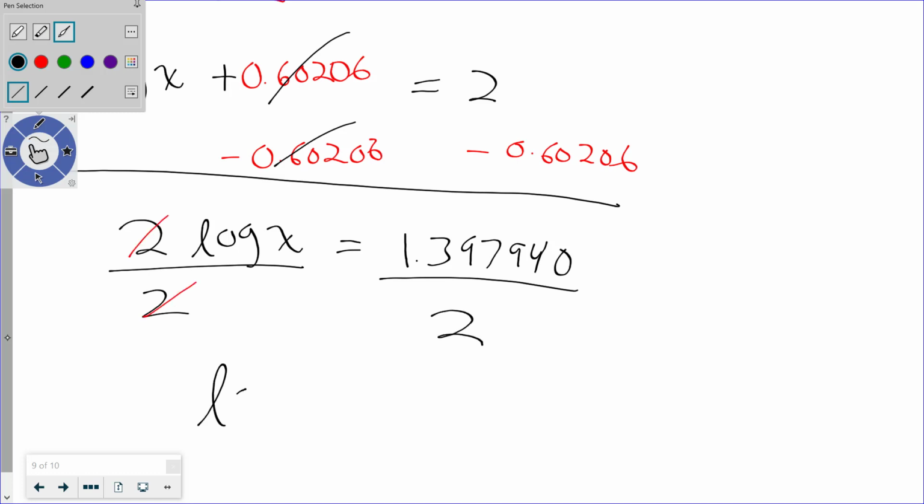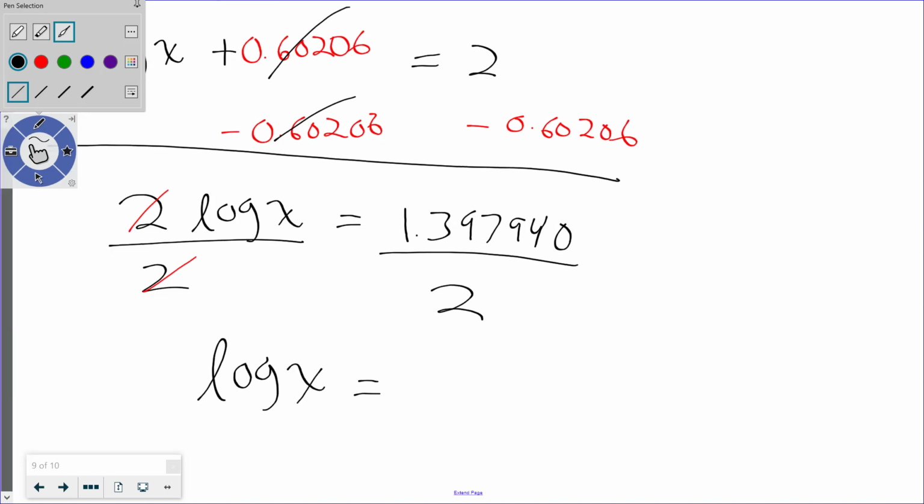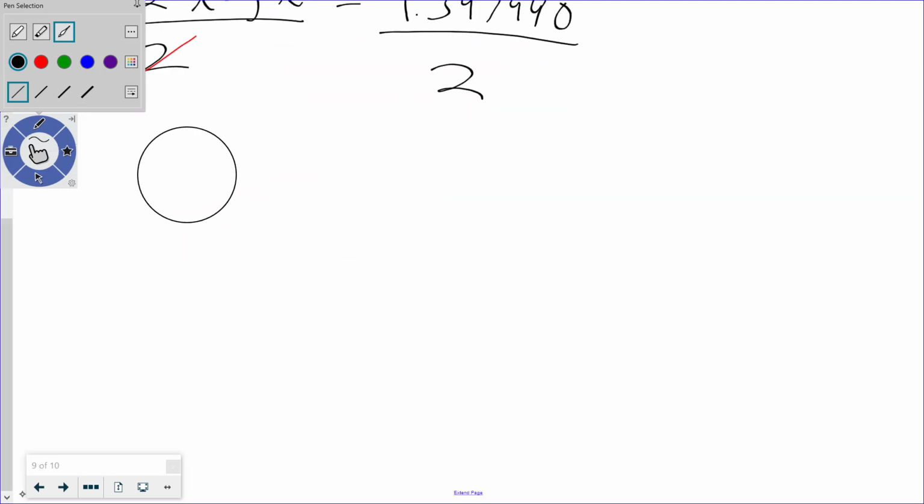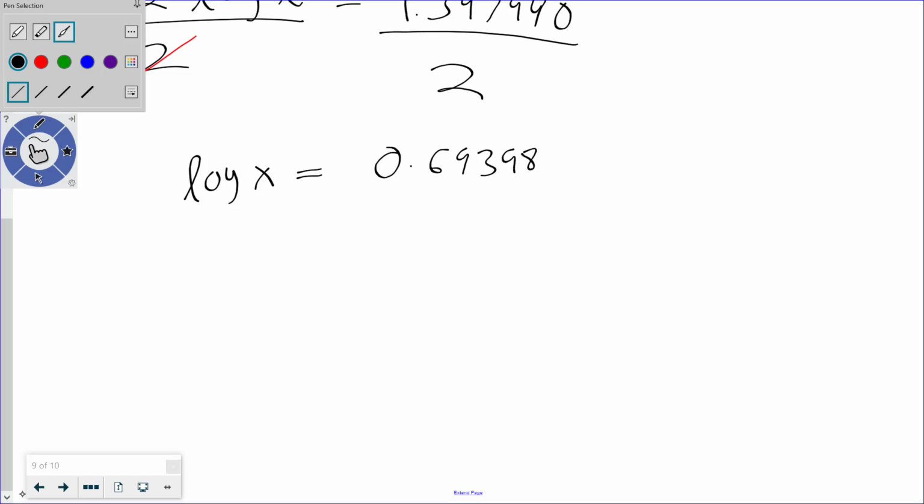Now we have log of x equals, someone give me that value. Log of x equals what? 0.698970. Okay, go back. Yes, 0.698970. Okay.